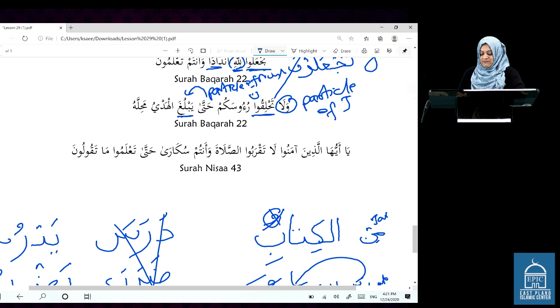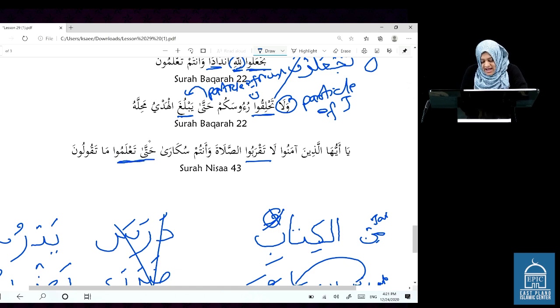And then we have the last one: Ya ayyuhalladhina amanu la taqrabu. How common is this ayah? La taqrabu. Do not go close. Qaraba yaqrabu. So it was taqrabuna. Plural. If you lift the veil, who's sitting underneath there? Antum. La taqrabuna. So la affects the mudari' and drops the noon. La taqrabu salata, do not go close to salah, wa antum sukara, while you are intoxicated.